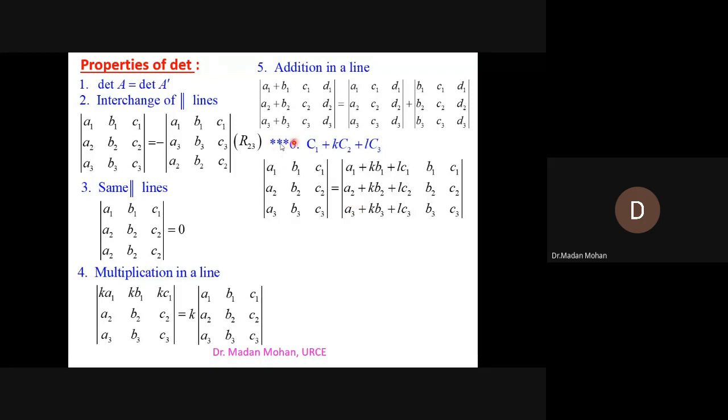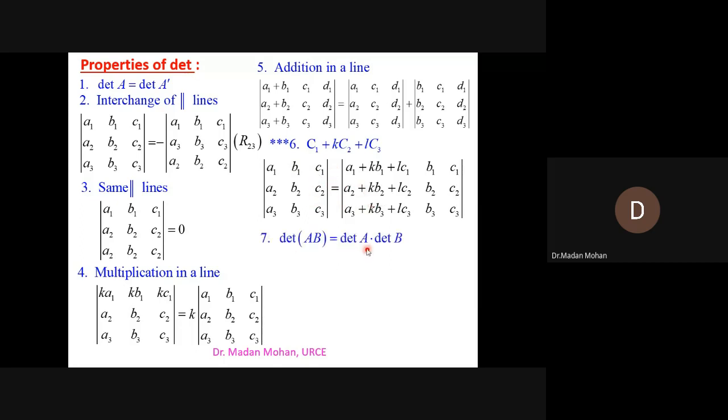I use a triple star property because it is a combination of the previous three results: writing the fifth as a sum of three determinants, then taking common, and then two identical columns give 0. Therefore, the 3, 4, 5 combination is the sixth property, frequently used in problems.